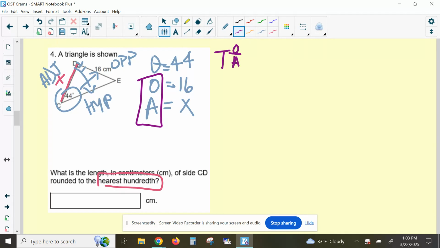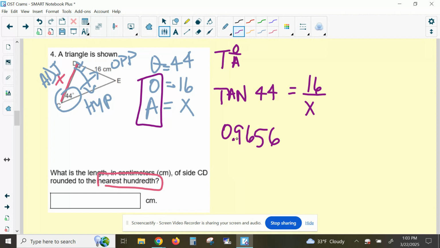Put your word first. Tan. Put your angle second. 44. Put your equals. Put your fraction. Opposite over adjacent. Who's opposite? 16. Adjacent, x. Okay. Grab a calculator. Remember, we're not looking for any angles, so we are not hitting the second button. Just flat out in your calculator right now, hit tan 44 equals, and I get 0.9656. I'm going to go out 4 digits, equals 16 over x.